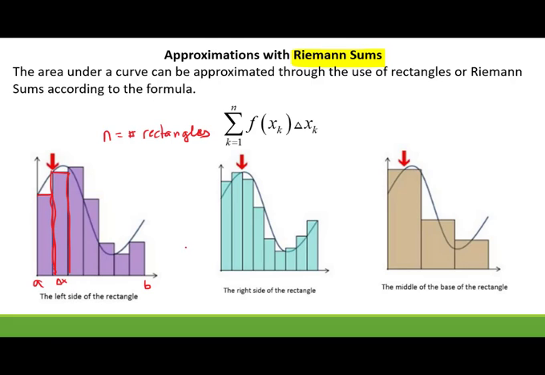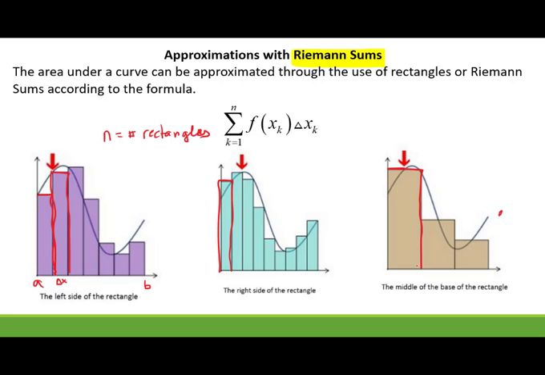Now, if we were going to do the right side, instead of looking here, I'm going to be looking to the right. So I go to the right endpoint of my interval. I draw up my height to draw my rectangle. Now the midpoint, that's even more fun. I go to the middle of my interval. That becomes my height, and I draw my rectangle. Hopefully this will become clear with my first example.